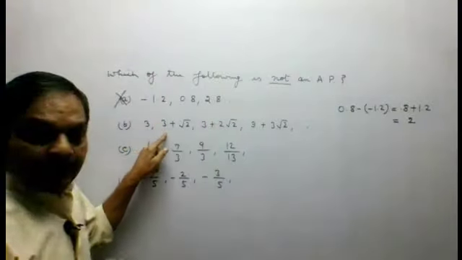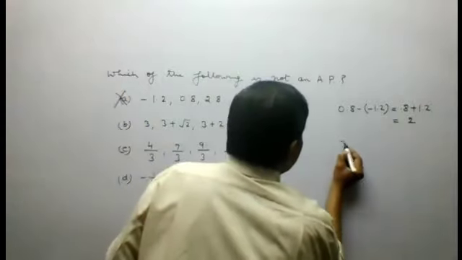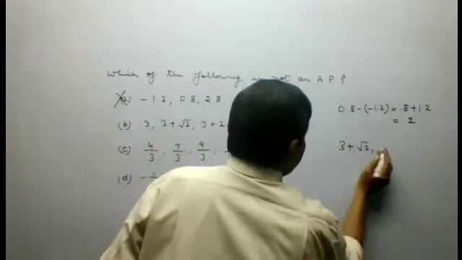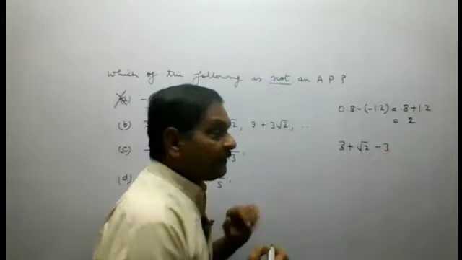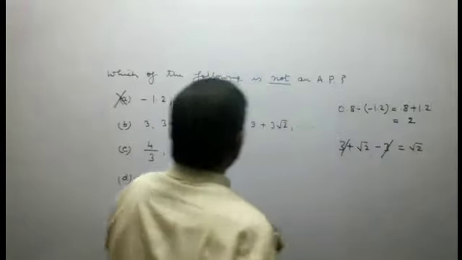Now see the second progression. Here 3 plus under root 2 is the second term and first term is root 3. Subtracting root 3 from this will be the common difference. 3 and 3 are cancelled. This gives us root 2.